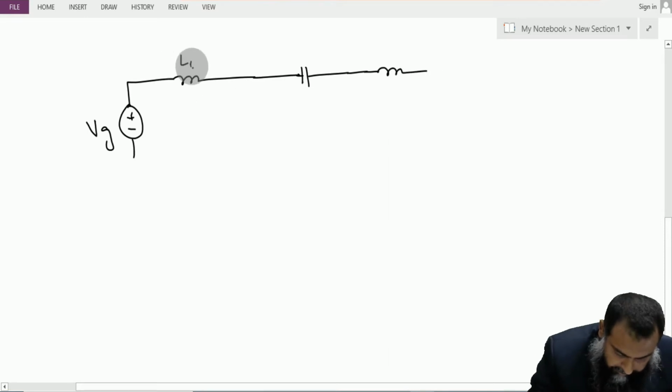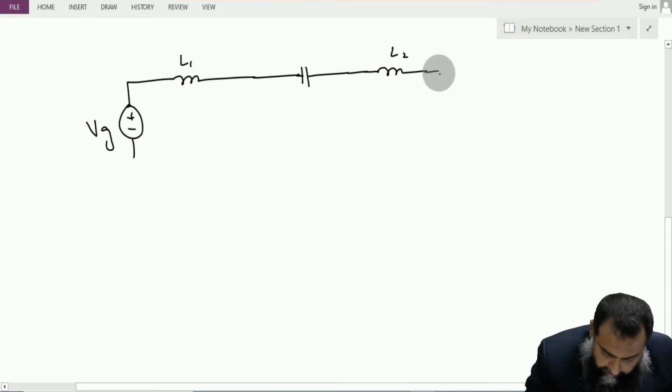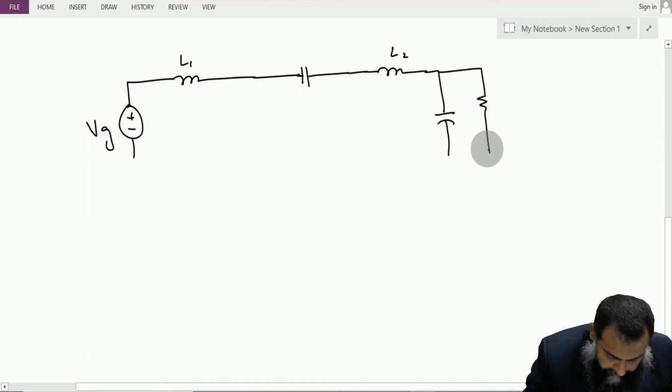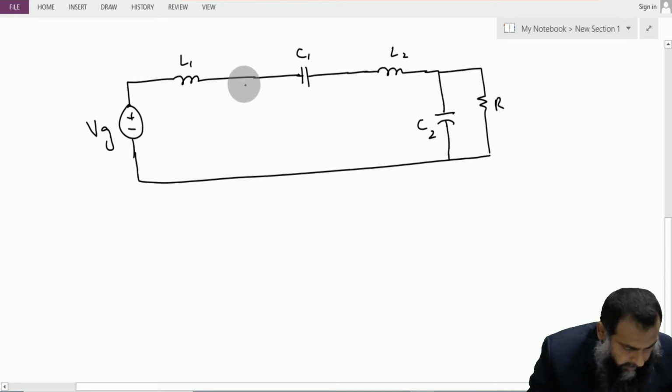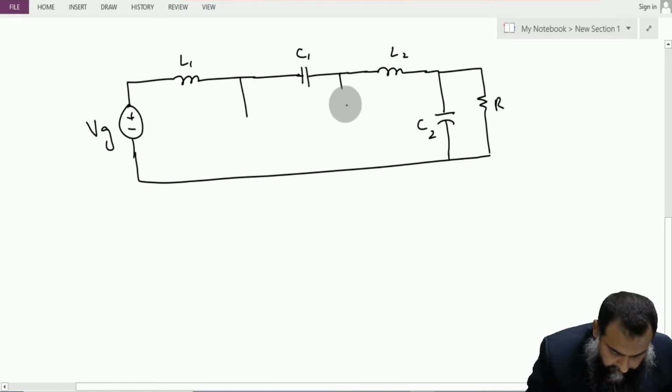This is L1, this is L2, and we have an output which is very much similar to that of a buck converter. So this is C2, this is R, this is C1. In here we have actually a switch that can toggle between position number 1 and position number 2.